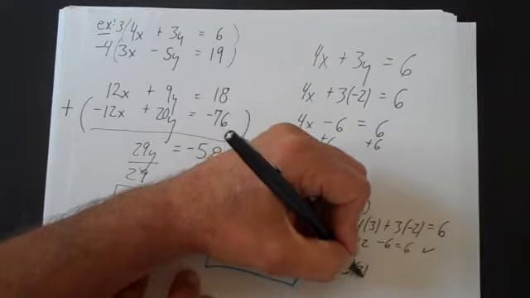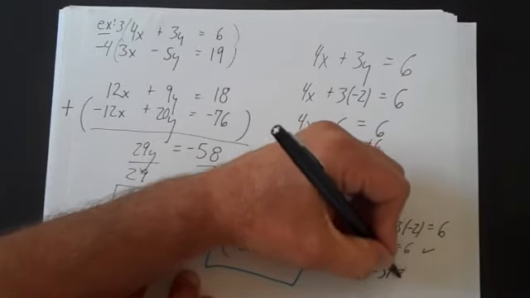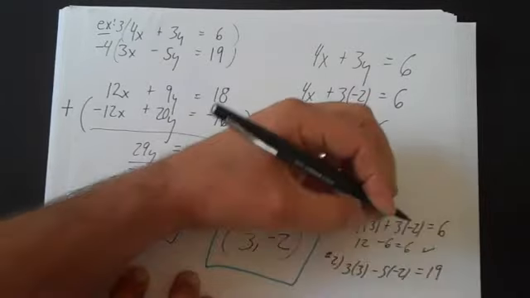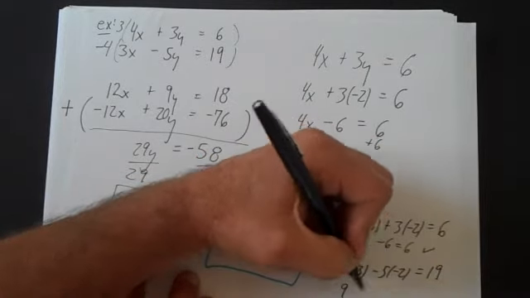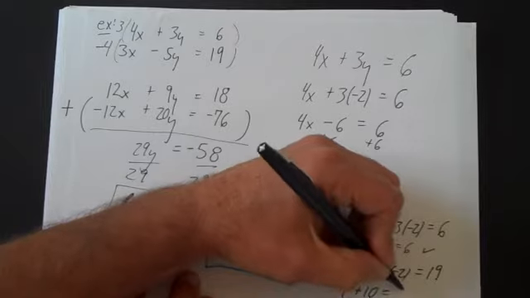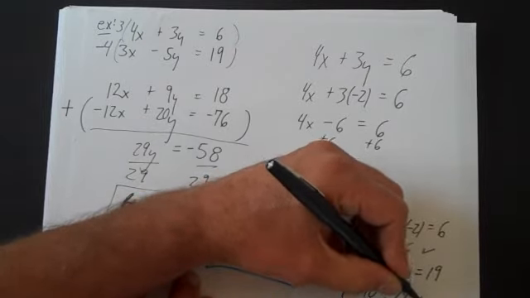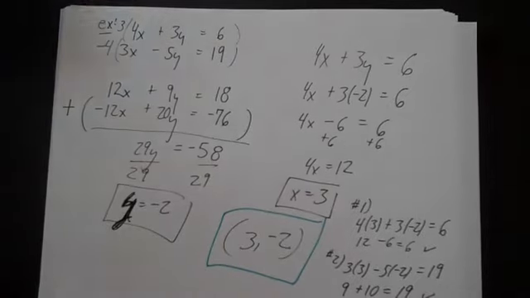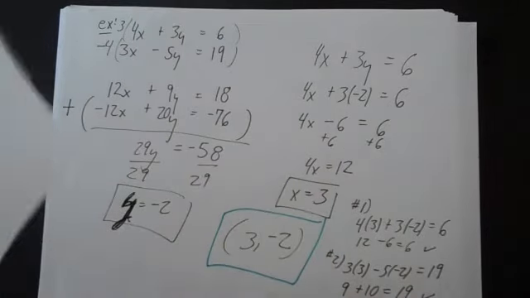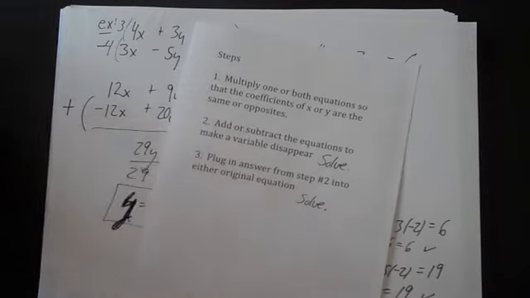3 times 3 minus 5 times minus 2 is 19. Be careful with your signs here. 3 times 3 is 9. Minus 5 times a minus 2 is a plus 10. And 9 plus 10 is 19. So that checks. So that's your answer. And that's how you solve systems of linear equations by the elimination method. Here are your steps right there. And we're done.